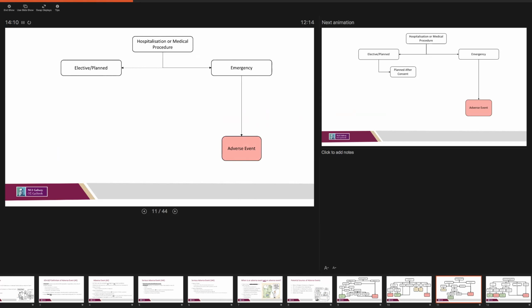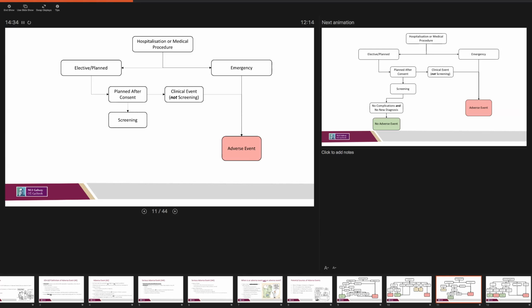If somebody has an elective or a planned procedure, that makes this a bit more complicated. So I would suggest that the split here is, was this planned after the time of consent? If it occurred because of a clinical event, so somebody gets a worsening or a new onset of a condition, and that all occurred after the time of consent, that becomes an adverse event. If we're talking about a hospitalization or a medical procedure that's considered screening, as I said to you on the previous slide, if that leads to no complications and no new diagnosis, it's not an adverse event. So for example, somebody who has a colonoscopy done for screening because of a family history, but there was no complications and no diagnosis, even if that's planned after the time of consent and there's no outcome from that, that's not an adverse event.